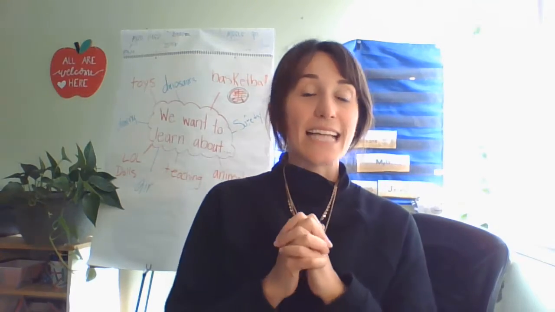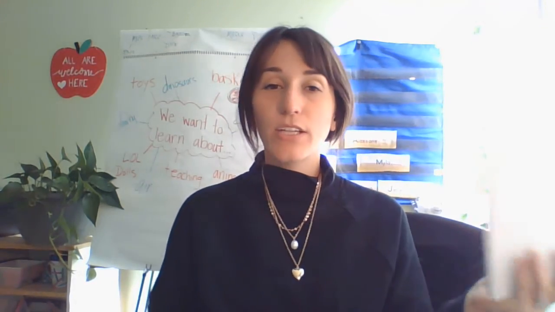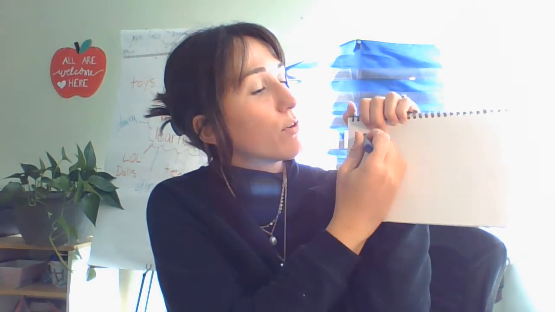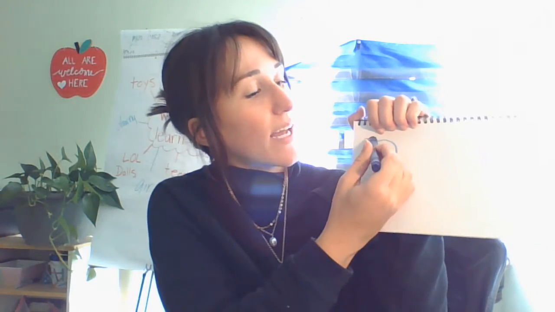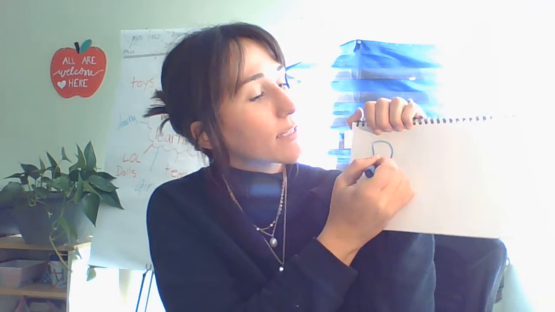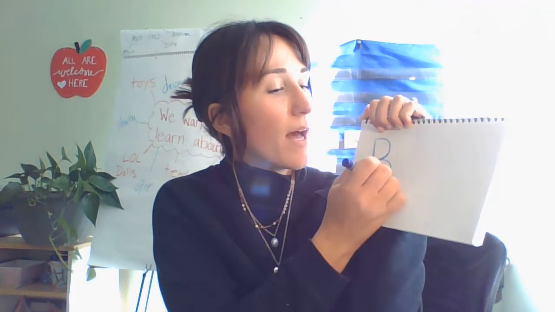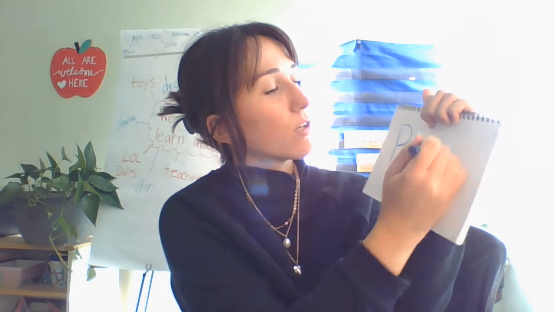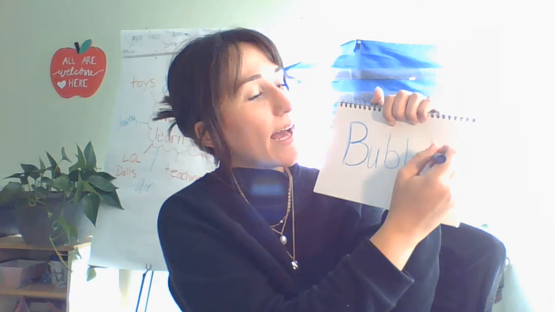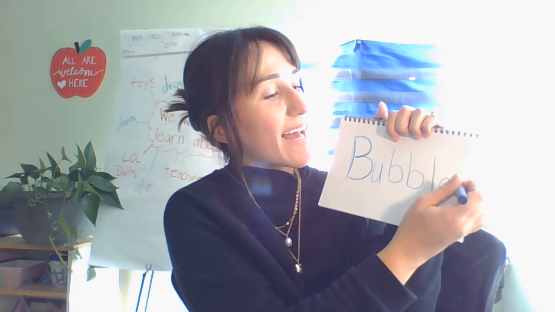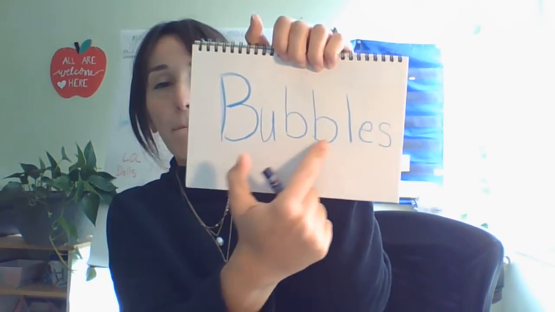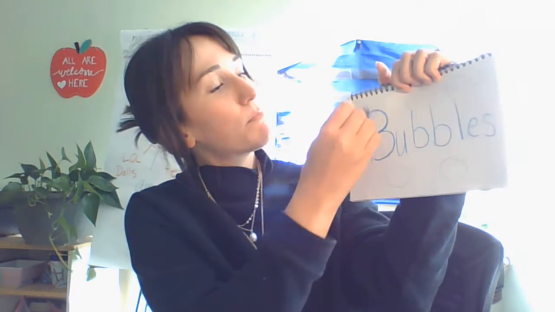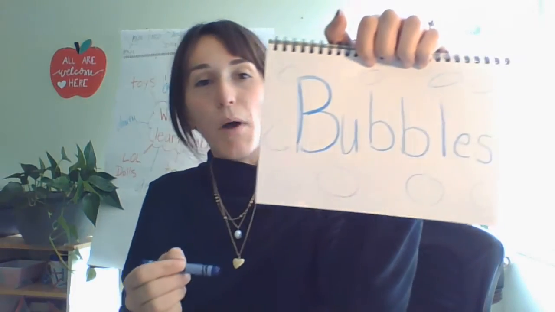For today's science experiment, we are going to learn how to make bubbles. Letter B, one line down, bubble on top, bubble on the bottom, U, lowercase b, L, E, S. We're going to learn how to make bubbles. I'm going to draw some bubbles too. Circles, bubbles, bubbles, bubbles, B, bubbles.